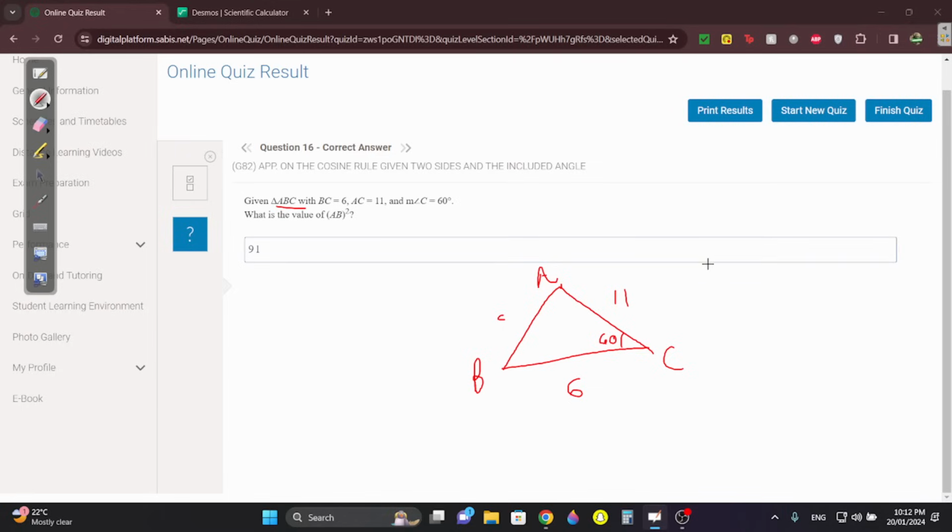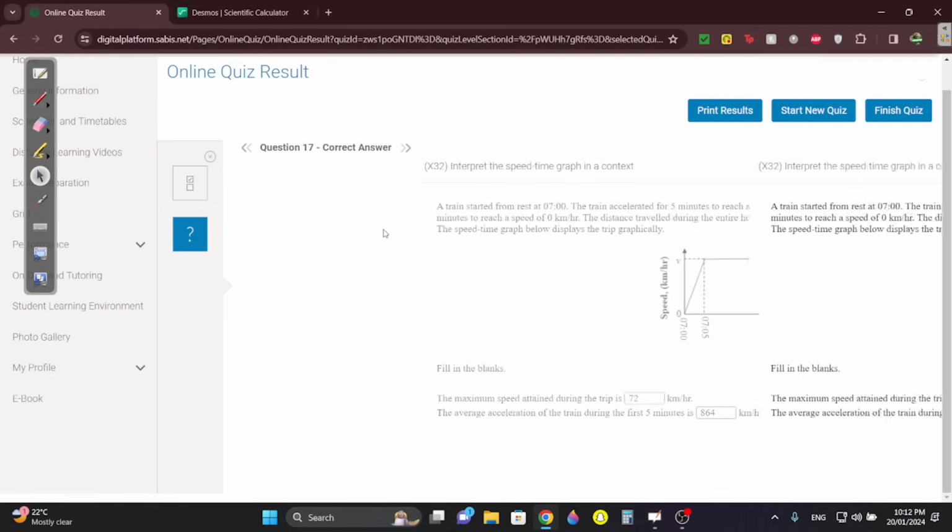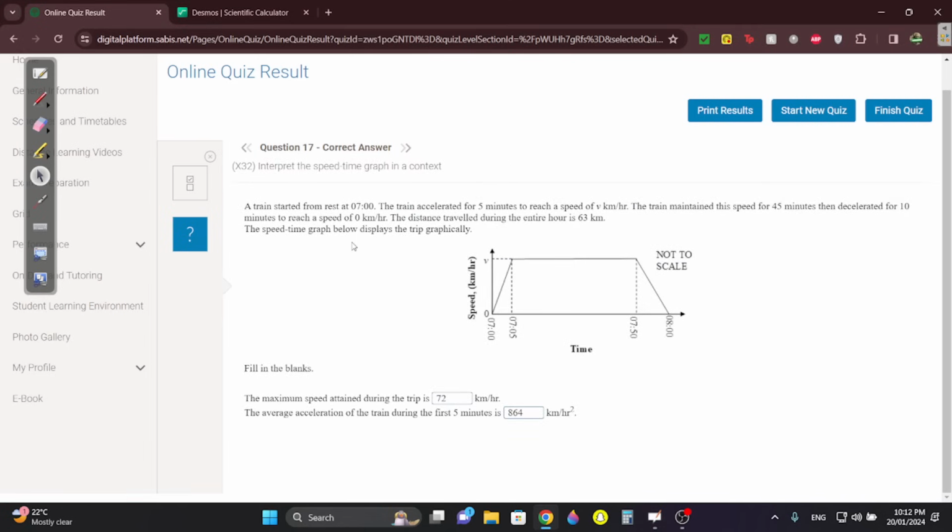They want it squared, so AB squared equals the other two squared, so 11 squared plus 6 squared minus 2 times the other two sides, which is 11 times 6, times cosine of the angle, so 60. Put this in a calculator and you'll get 91.17. This one, honestly, it's solvable, but you just have to understand.